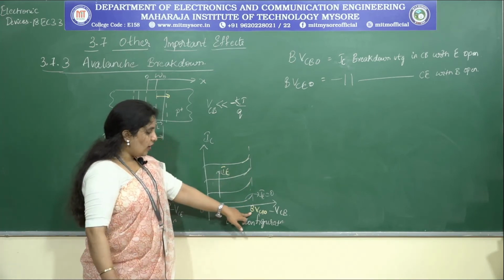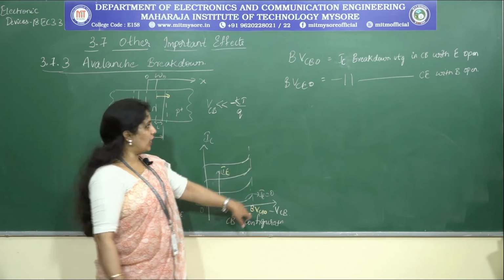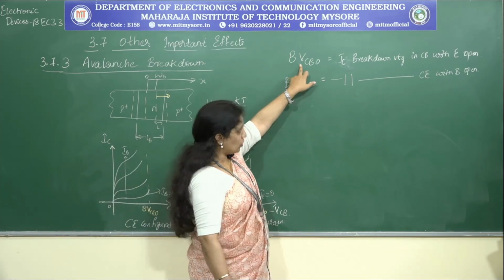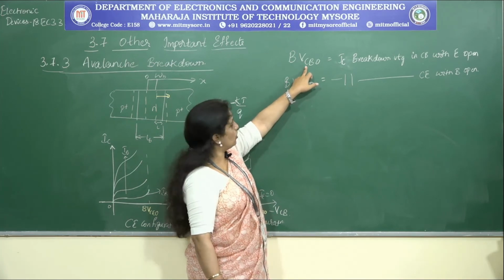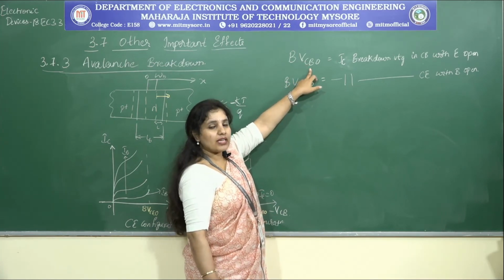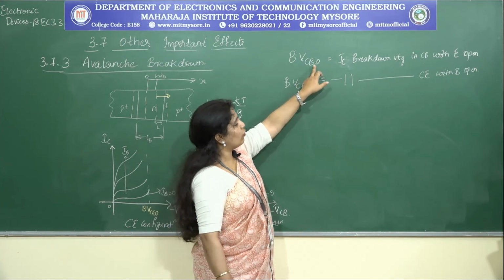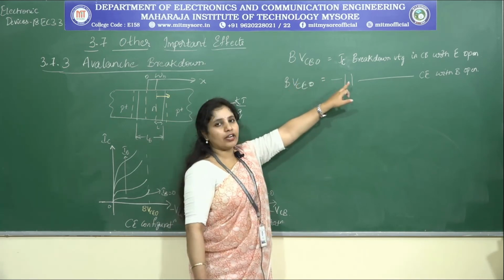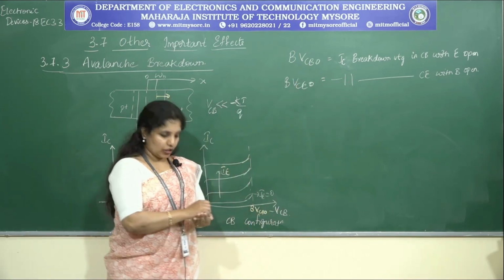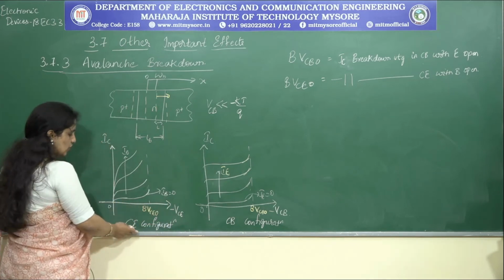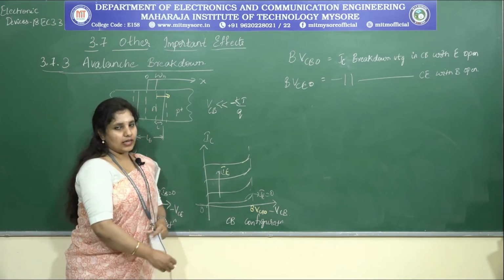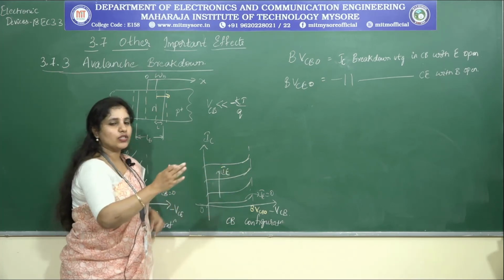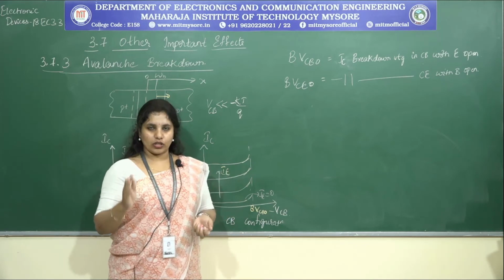And what does this BVCBO indicate? It is again the collector junction breakdown voltage. In which configuration? The common base configuration. So the base is common, and what is left open? The emitter is left open. So at this point I can find what is called the breakover voltage. This is regarding both configurations, common emitter and common base. What you can make out is the tremendous increase in IC as soon as it reaches that breakdown voltage.